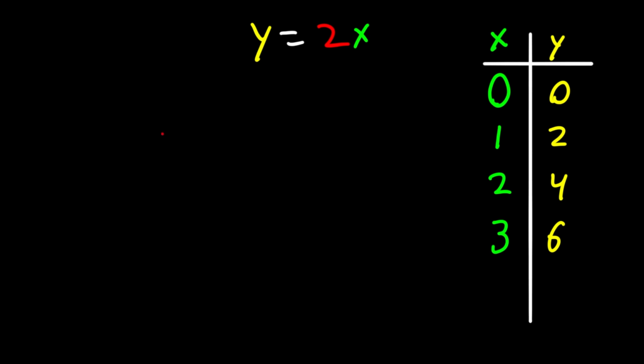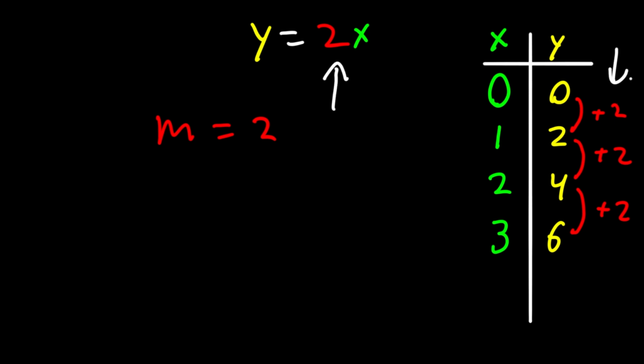So recall that the slope, m, is how y is changing. So from 0 to 2, it's increasing by 2, because 0 plus 2 is 2. From 2 to 4, it's also increasing by 2, because 2 plus 2 is 4. From 4 to 6, it's also increasing by 2, because 4 plus 2 is 6. So m equals 2. Notice how the number to the left of x is also 2. It turns out the number to the left of x is directly correlated with the slope.